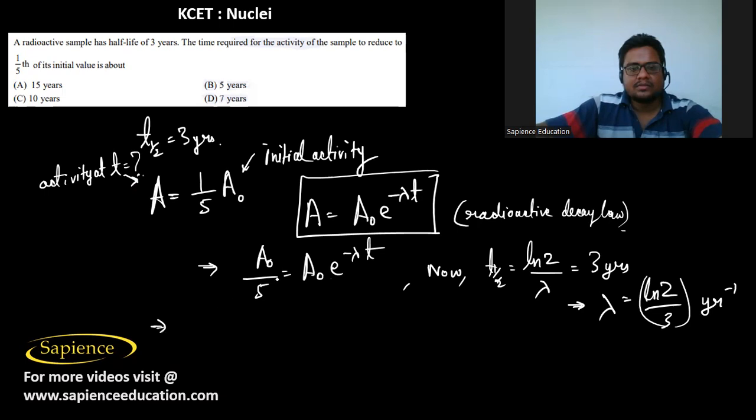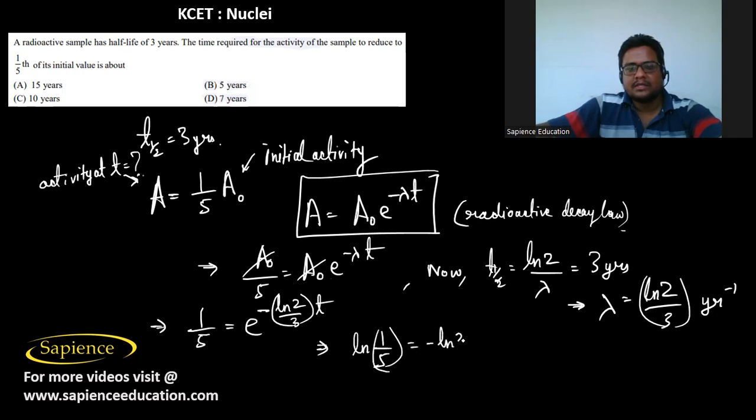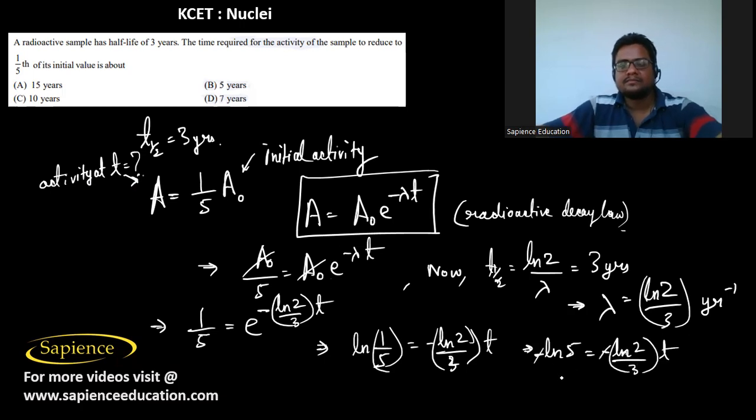So therefore A naught will cancel. So I can say 1 by 5 equals e power minus lambda t, where lambda is ln2 by 3. So if we take ln on both sides, then we will get ln 1 by 5 equals minus ln2 by 3 into t. Therefore minus ln5 equals minus ln2 by 3 into t. So minus minus will cancel.